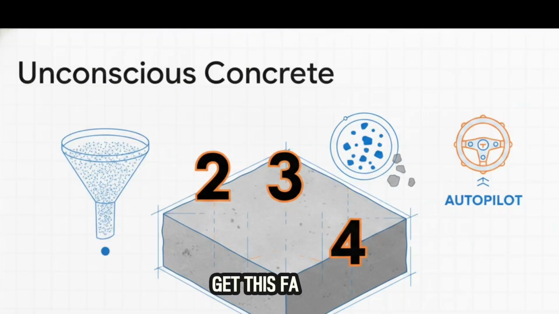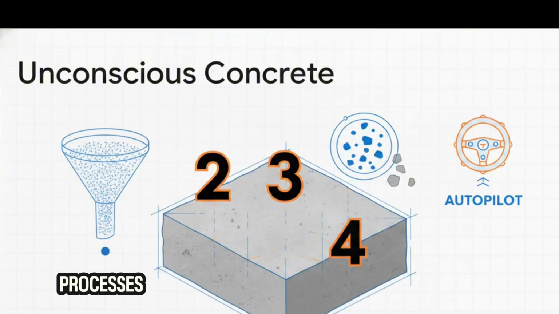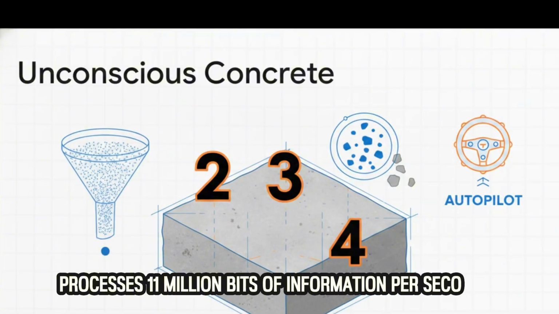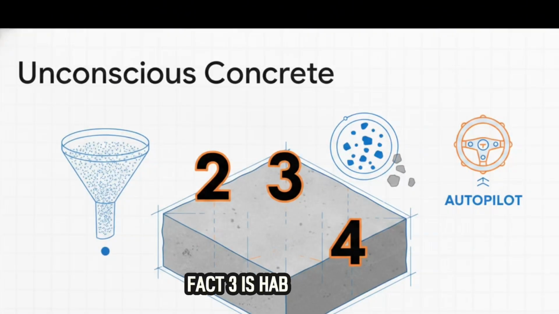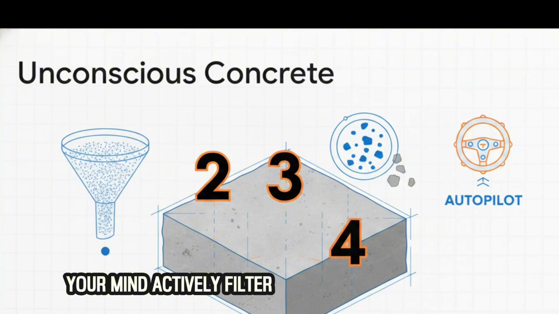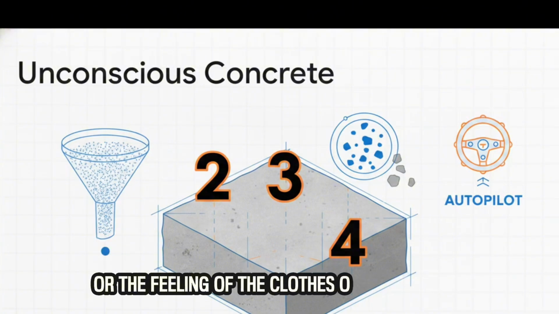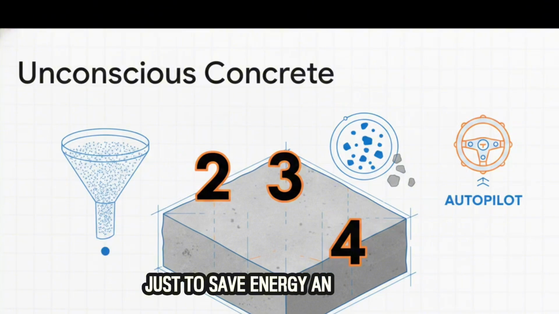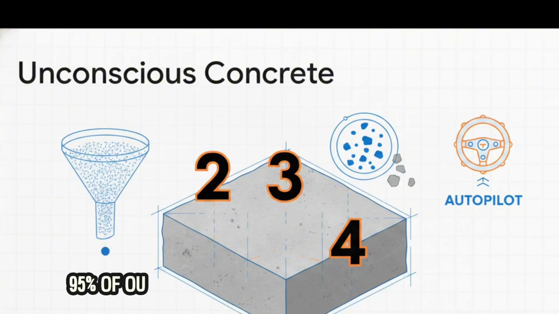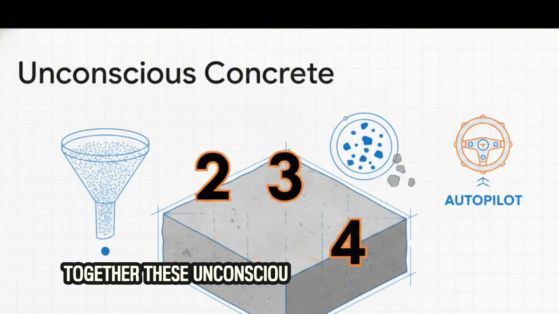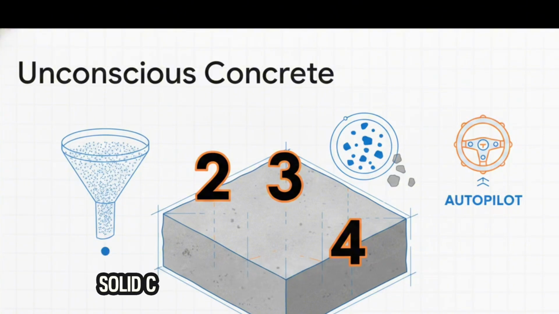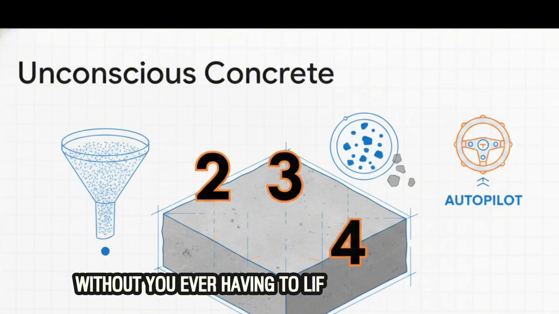Get this. Fact 2 is that your brain processes 11 million bits of information per second, but your conscious mind only handles about 40. Fact 3 is habituation. Your mind actively filters out unchanging stimuli, like the hum of your refrigerator or the feeling of the clothes on your back, just to save energy. And fact 4, 95% of our daily behaviors run on pure autopilot. Together, these unconscious processes act as the hidden, solid concrete of our mental foundation. They keep the whole structure standing without you ever having to lift a mental finger.